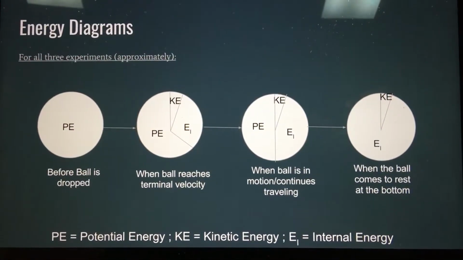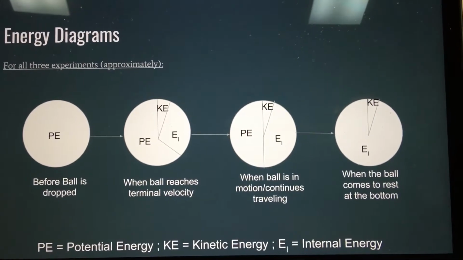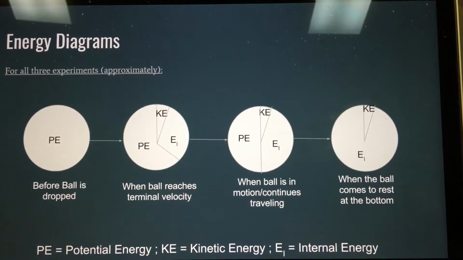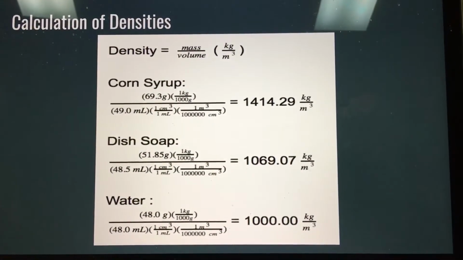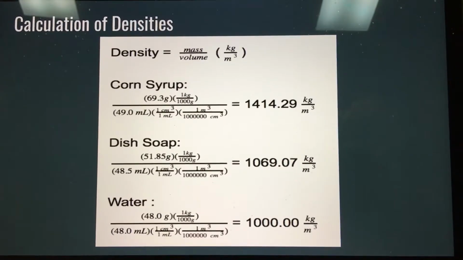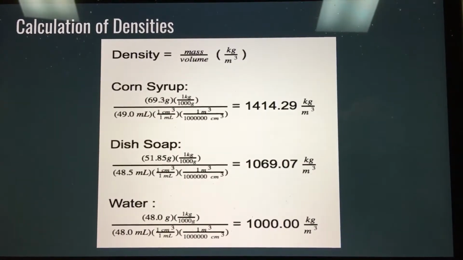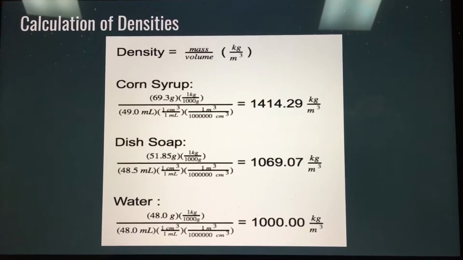These are our energy diagrams. Before the ball is dropped, it has all potential energy within the pie chart, but as it travels, potential energy will decrease, internal energy will increase, and at terminal velocity, the kinetic energy will reach its maximum. The calculation of density is seen here. The reason we calculate density is to input it into the formula for force of inertial drag, and our density values for each fluid are shown right here.